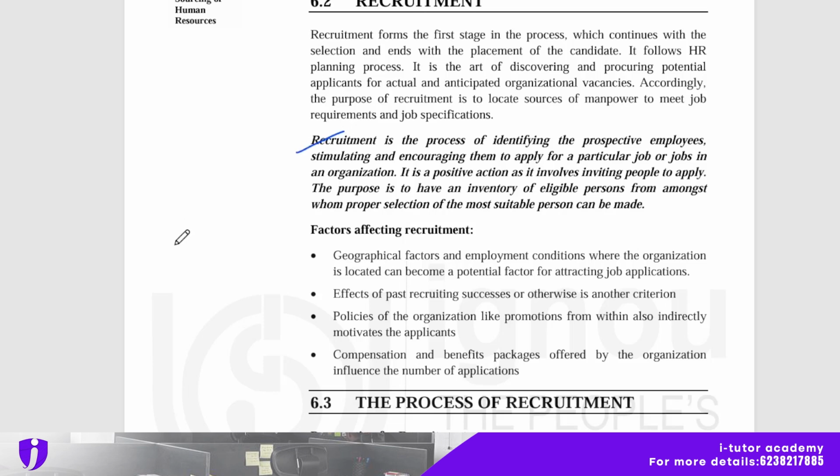Recruitment is the process of identifying the prospective employees, stimulating and encouraging them to apply for a particular job or jobs in an organization. It is a positive action as it involves inviting people to apply. The purpose is to have an inventory of eligible persons from among whom proper selection of the most suitable person can be made. So, what are the factors affecting recruitment?